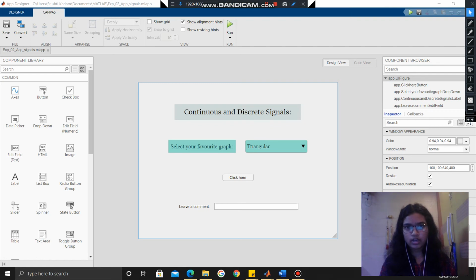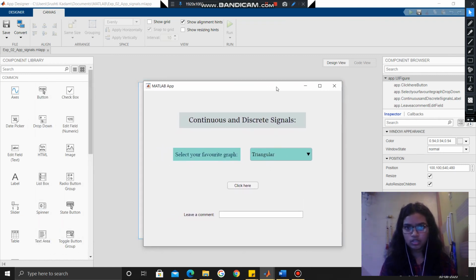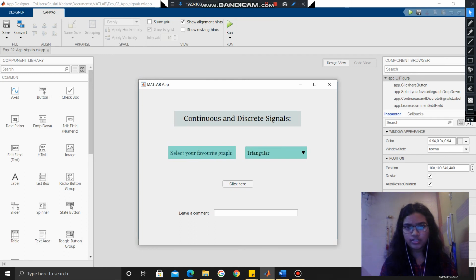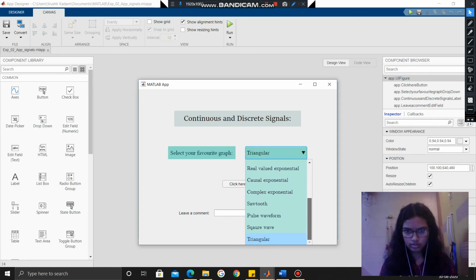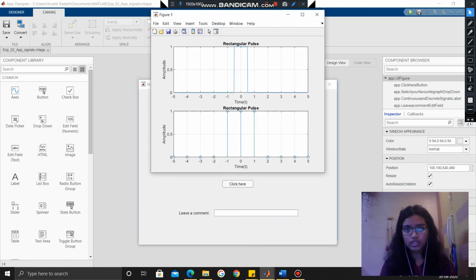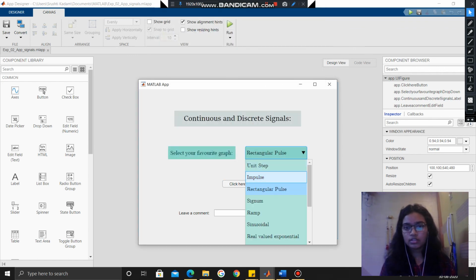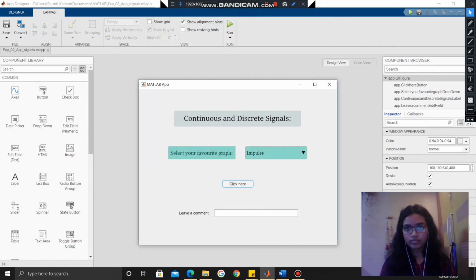This is the GUI I've created using App Designer. If I run it, this window pops up. As it says, these are the continuous and discrete signals that we've already plotted in the previous subparts. This option allows us to select a particular graph from all these examples. Let's suppose I select rectangular pulse and click. This is my output. If I select some other, let's suppose impulse, this is the output.